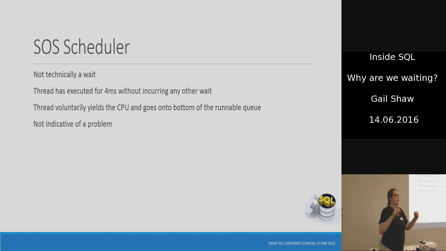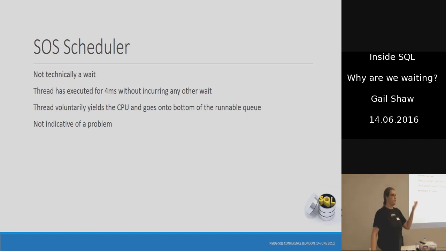If a thread has executed for 4 milliseconds and not incurred any other wait, it has exhausted its quantum. It will voluntarily yield the CPU. It does not go into the waiting list because it's not waiting for anything. When you've got a scheduler yield, the thread will go from the processor to the bottom of the runnable queue. It doesn't go through the waiter list at all. It's not waiting for anything. If the runnable queue is empty, it goes straight back on the processor, and it's almost instant.